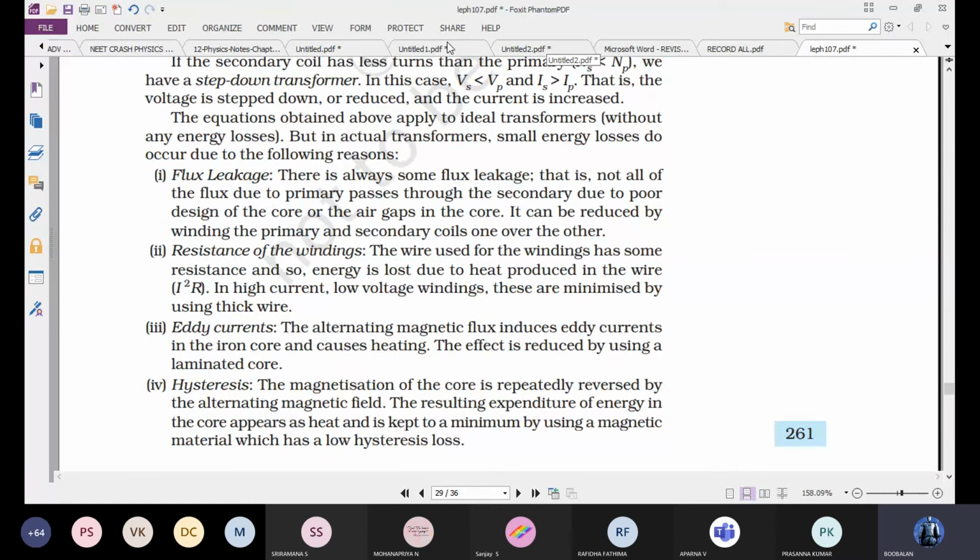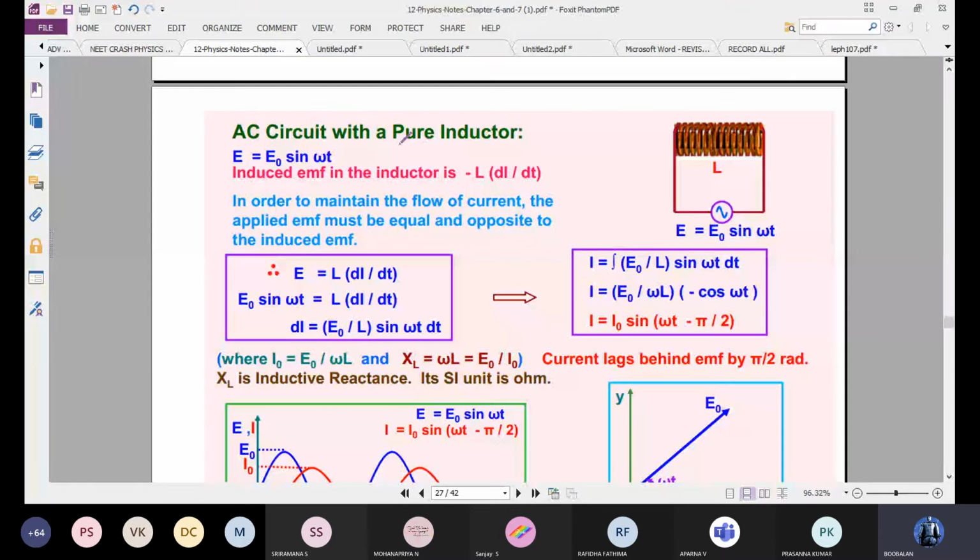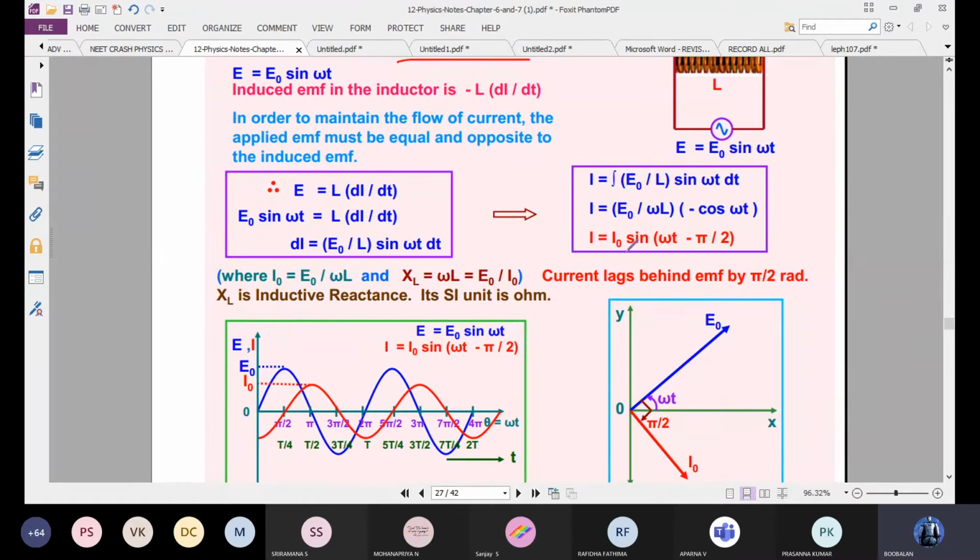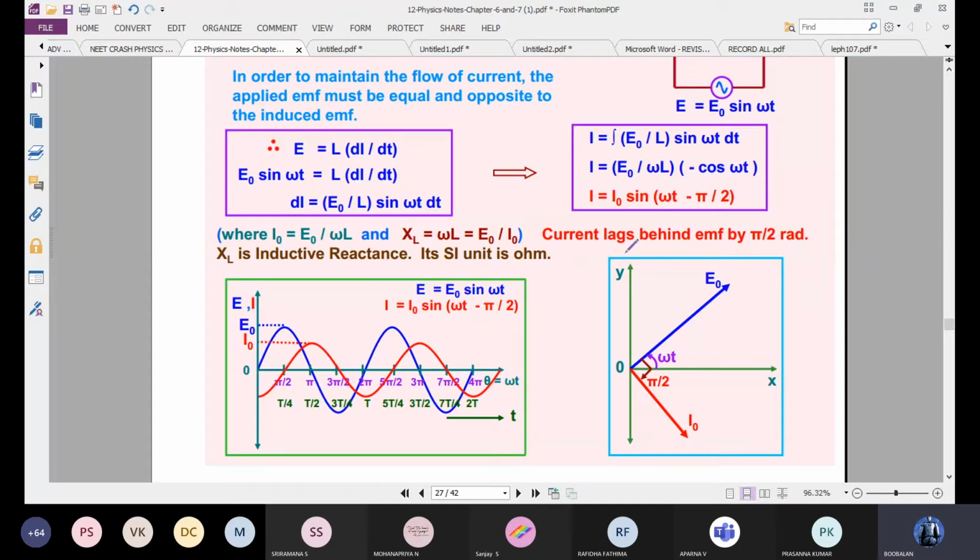Okay. So next one, the AC circuit with a pure inductor. This is the inductor. It is connected with the AC source. So what is the I formula? What is the E formula alone? You can note it. I formula: I is equal to I naught sin(omega t minus pi by 2). So minus pi by 2: current lags behind the EMF by pi by 2. Because the E formula is the constant. E is equal to E naught sin omega t.